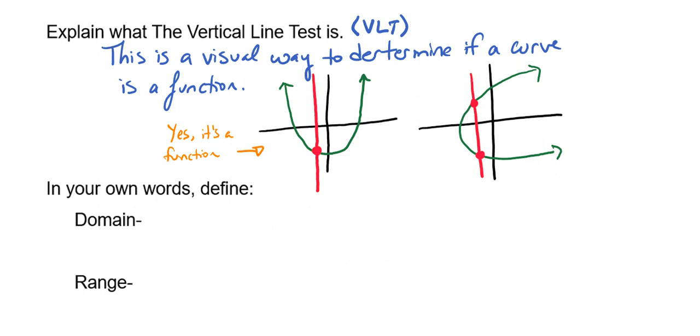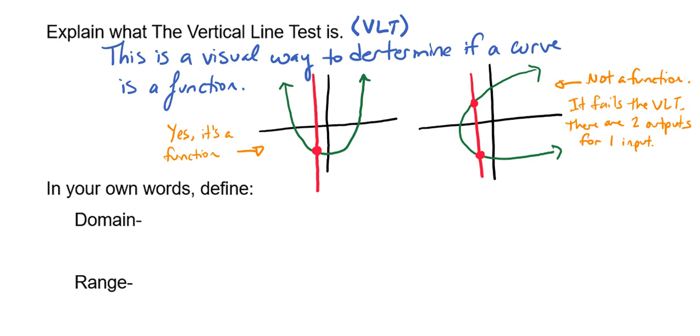Take, for example, this one though, where as we pass our vertical red line across our green curve, we see that it actually touches our green curve 2 times, which means that for that single input, we have 2 different outputs. So that means that this is not a function because it fails the vertical line test because there are 2 outputs for 1 input.